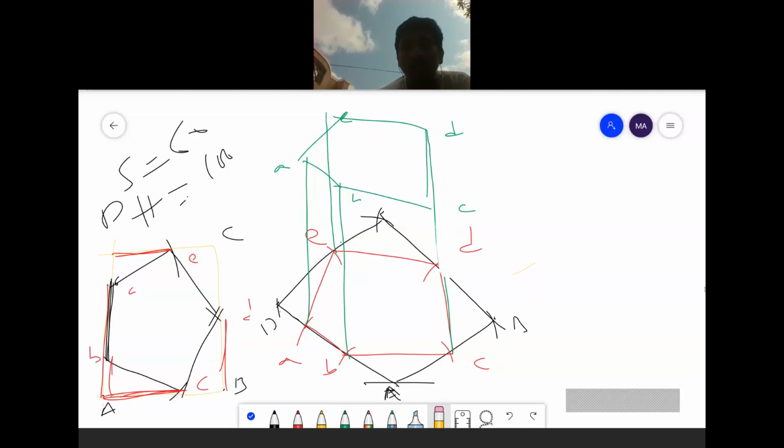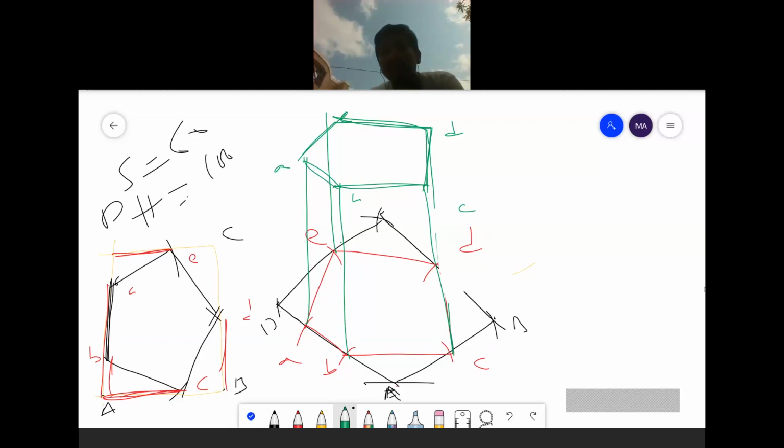This point will be a little bit this side. It will form this pentagon. This one will be the pentagonal prism.